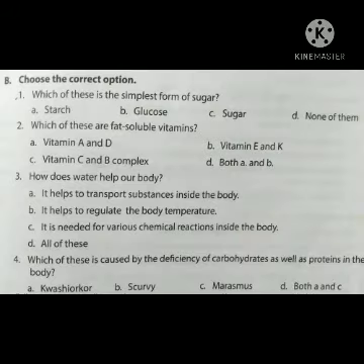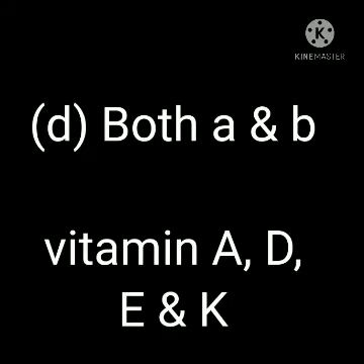Number 2. Which of these are fat soluble vitamins? Option A. Vitamin A and D. Option B. Vitamin E and K. Option C. Vitamin C and B complex. And option D. Both A and B options. The answer is option D. Both A and B options. That is vitamin A, D, E and K.